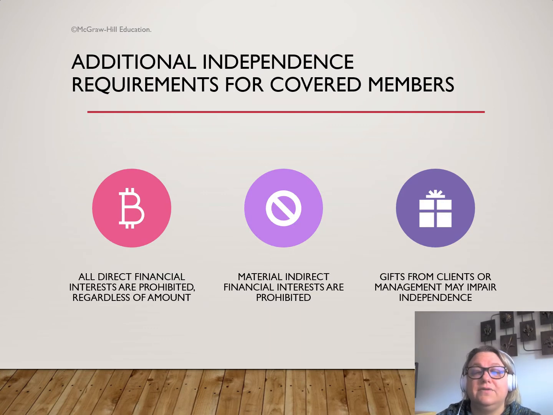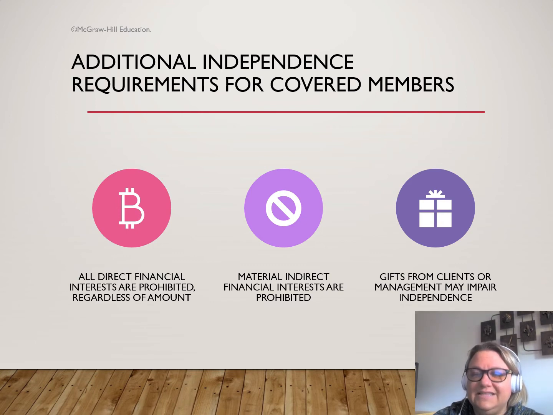All direct financial interests are prohibited regardless of the amount. A material indirect financial interest is prohibited. So when you see the words indirect financial interest, make sure it's material. I did a question in your book about 10 shares of stock, and in my mind, I'm like, oh, that's immaterial. But then in the back of my mind, I thought, well, what if there's only 11 shares total? So if they don't give you the total number of shares, just assume it's material.